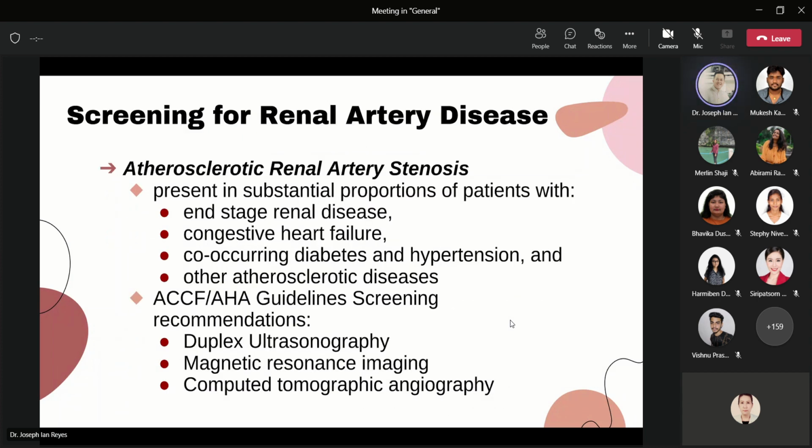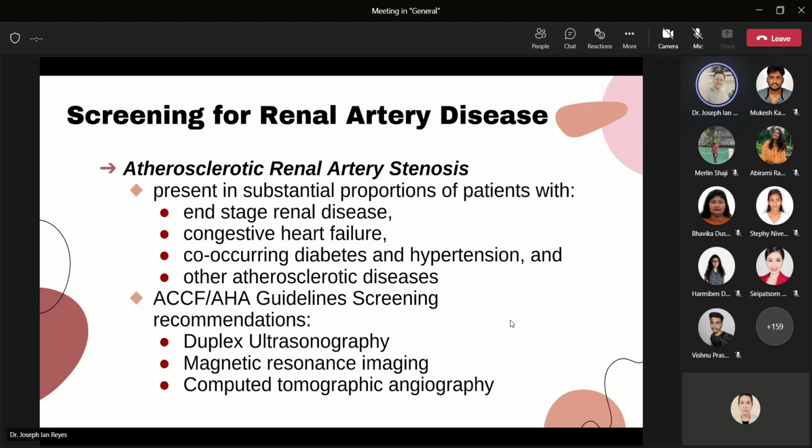Next would be screening for renal artery disease. So atherosclerotic renal artery stenosis is present in substantial proportions of patients with the following: end-stage renal disease, congestive heart failure, co-occurring diabetes, hypertension, as mentioned, and other atherosclerotic diseases. So the guidelines recommend duplex ultrasonography, magnetic resonance imaging, and CT angiogram. If you suspect renal artery disease, you would suggest these screening methods.